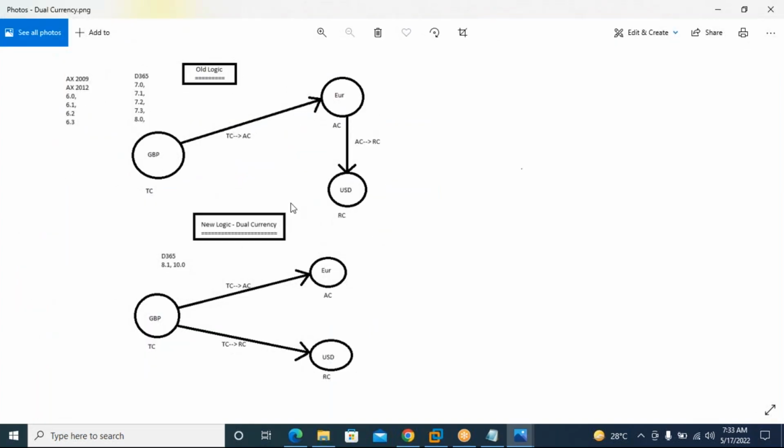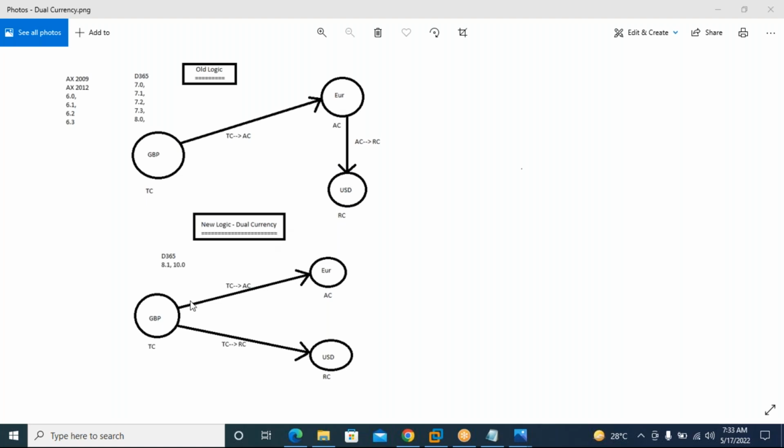last Friday I discussed this. Remember, it looks like very simple logic, but it is most important. The old logic is that transaction currency is converted into accounting currency, and accounting currency is converted into reporting currency. This is the old logic.